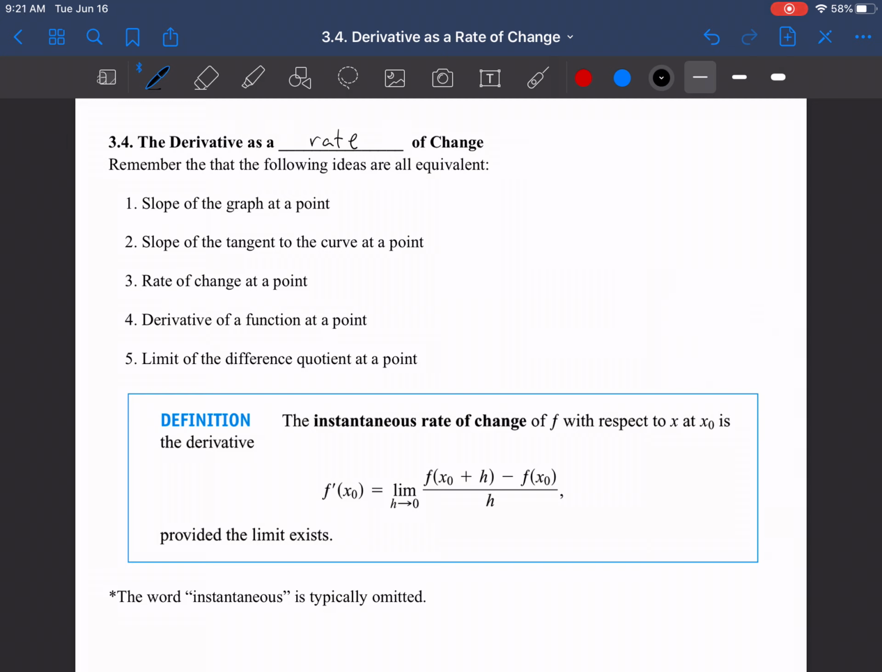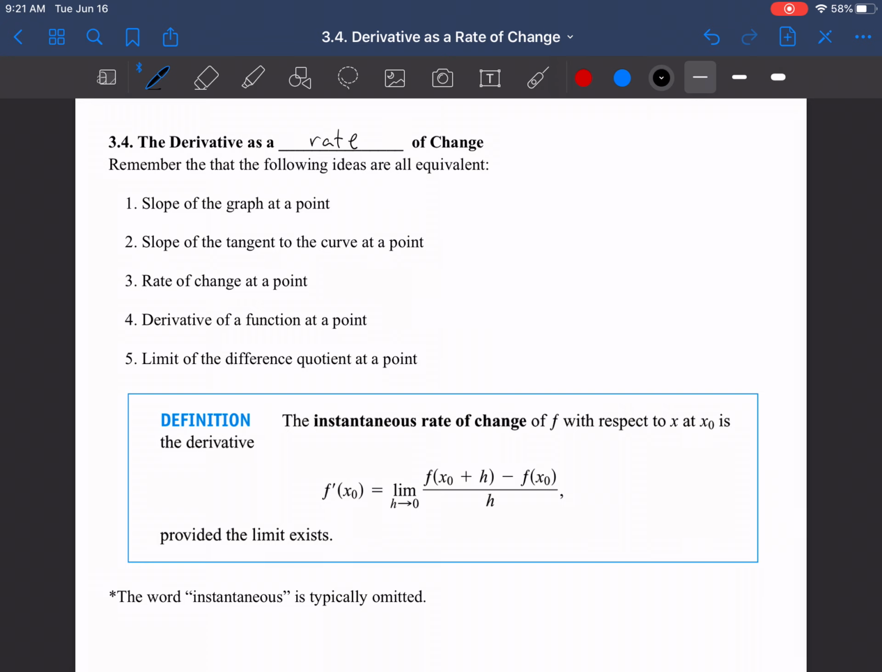Remember that the following ideas are all equivalent: slope of a graph at a point, slope of the tangent to the curve at a point, rate of change at a point, derivative of a function at a point, limit of the difference quotient at a point. All of these things are basically saying the same thing.